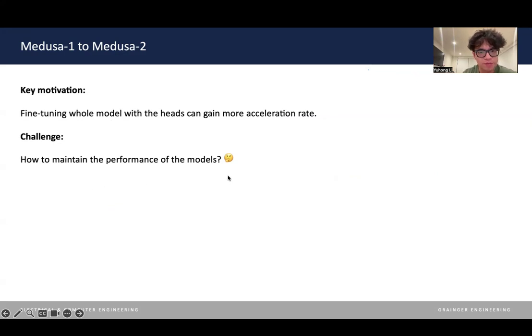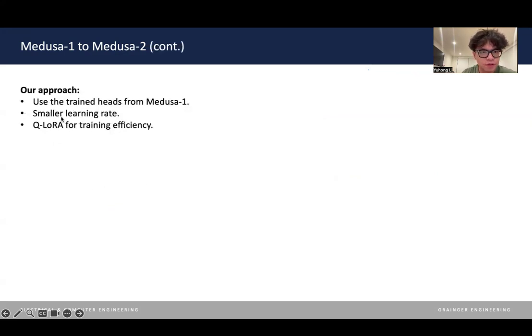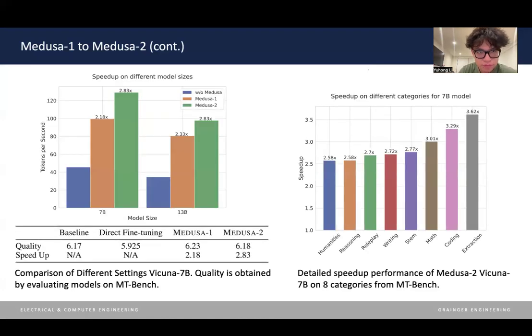So how do we maintain the performance of the models? First we train it using the Medusa 1 recipe and then use a smaller learning rate. For example, we can use QLoRA for training efficiency for larger models, like 33B or something with that size of weights. And basically there are some comparisons here, just numbers in the paper. You can just read it. I don't want to explain this one.